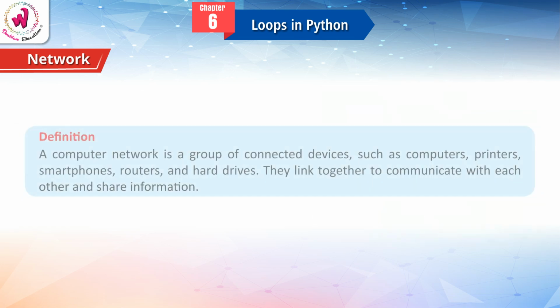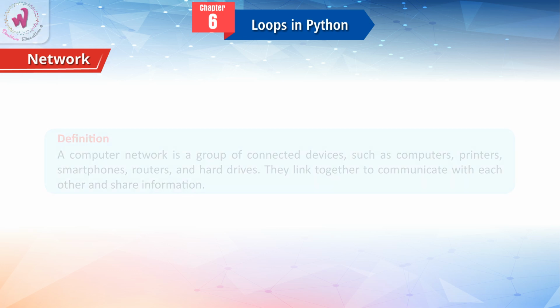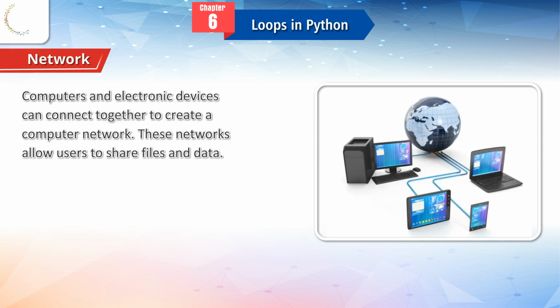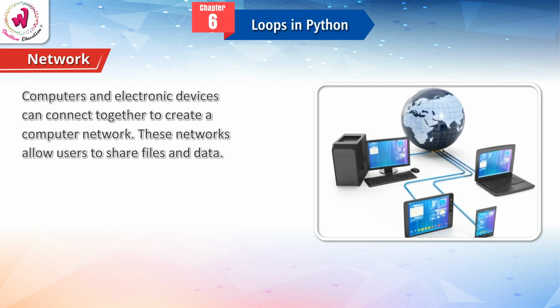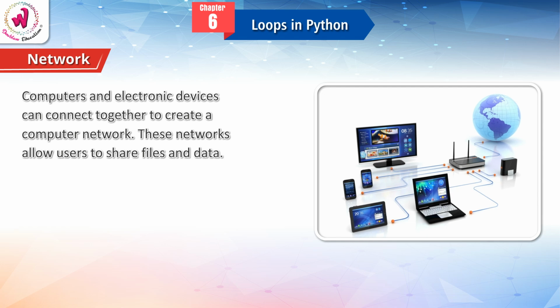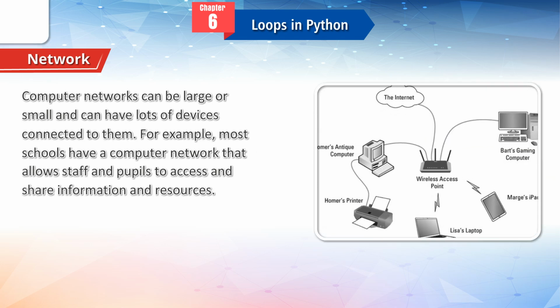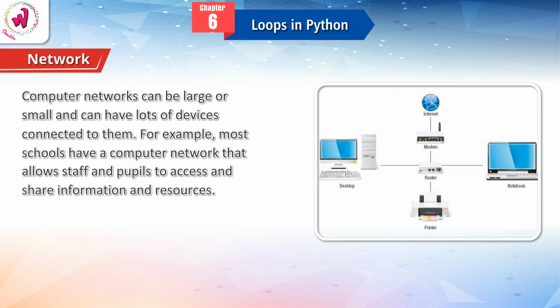Figure 1. Definition. A computer network is a group of connected devices such as computers, printers, smartphones, routers, and hard drives. They link together to communicate with each other and share information. Computers and electronic devices can connect together to create a computer network. These networks allow users to share files and data.